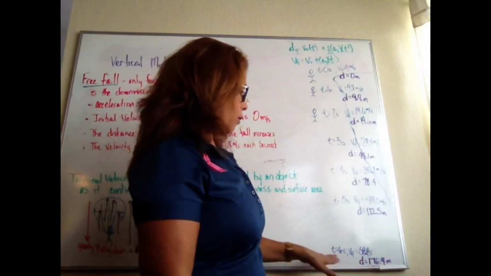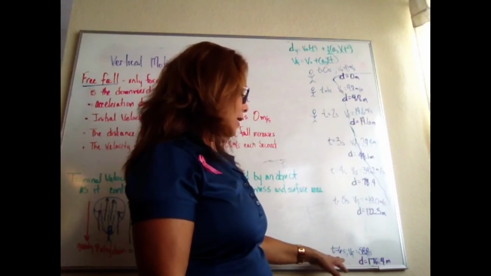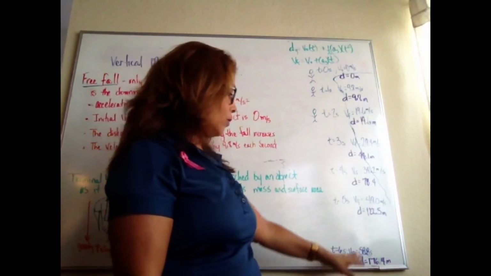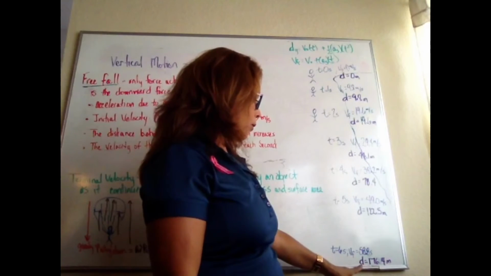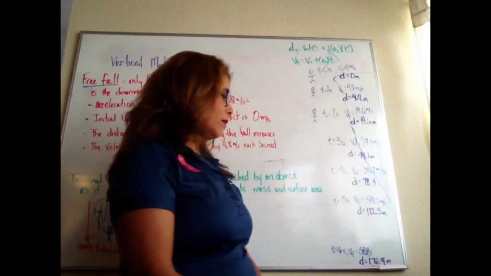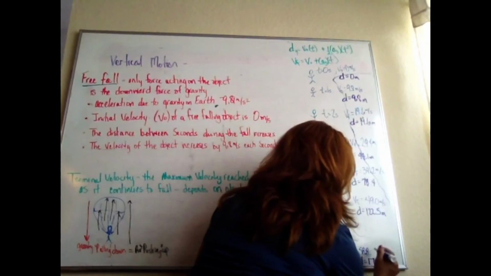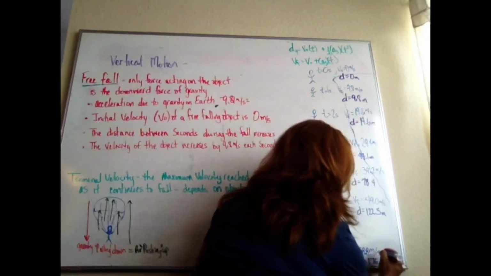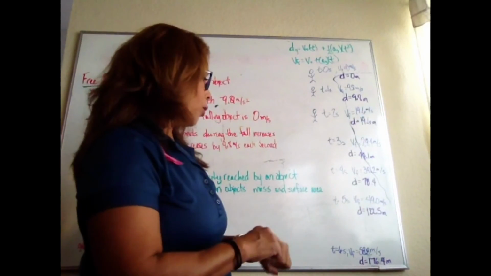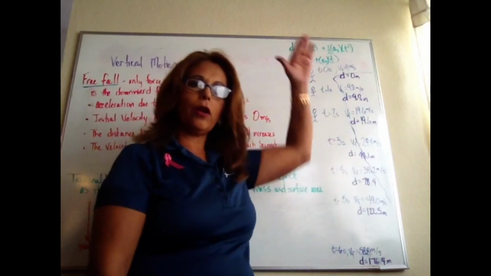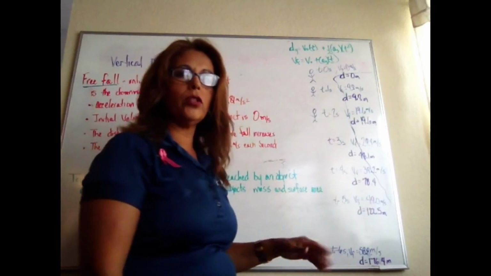And the very last one that I wrote down at the very bottom is t6. Velocity at that point would be 58.8 meters per second, and our distance would be 176.4 meters. So let me fix that really quick because I guess I wrote mine wrong. There we go. 58.8 meters per second. That's 6 seconds after you have started to descend.